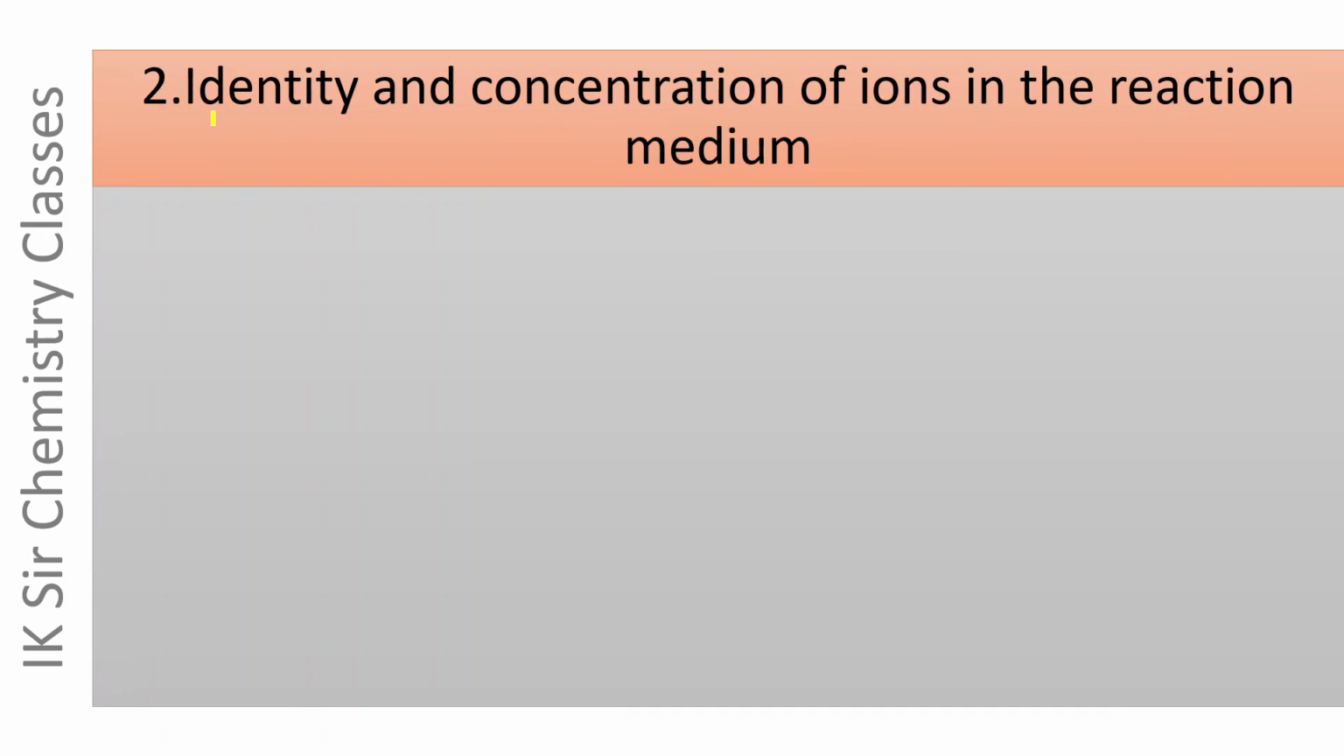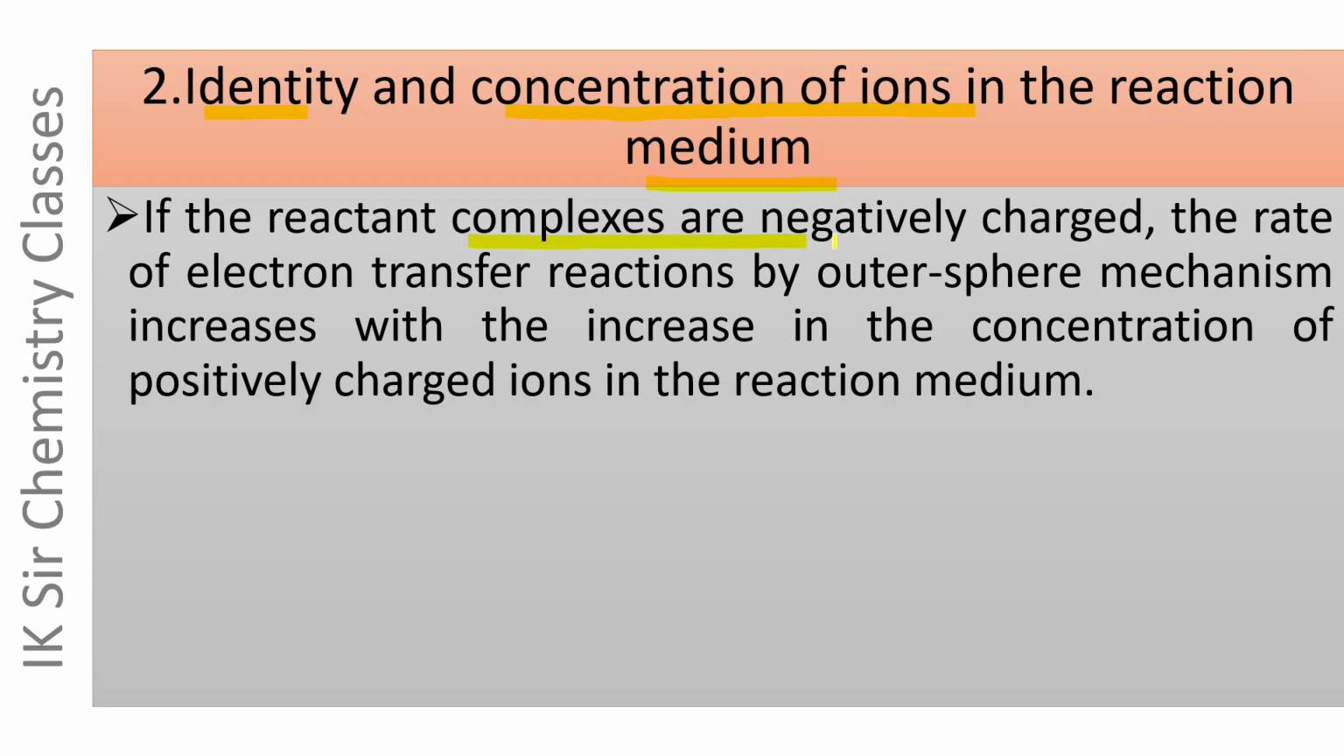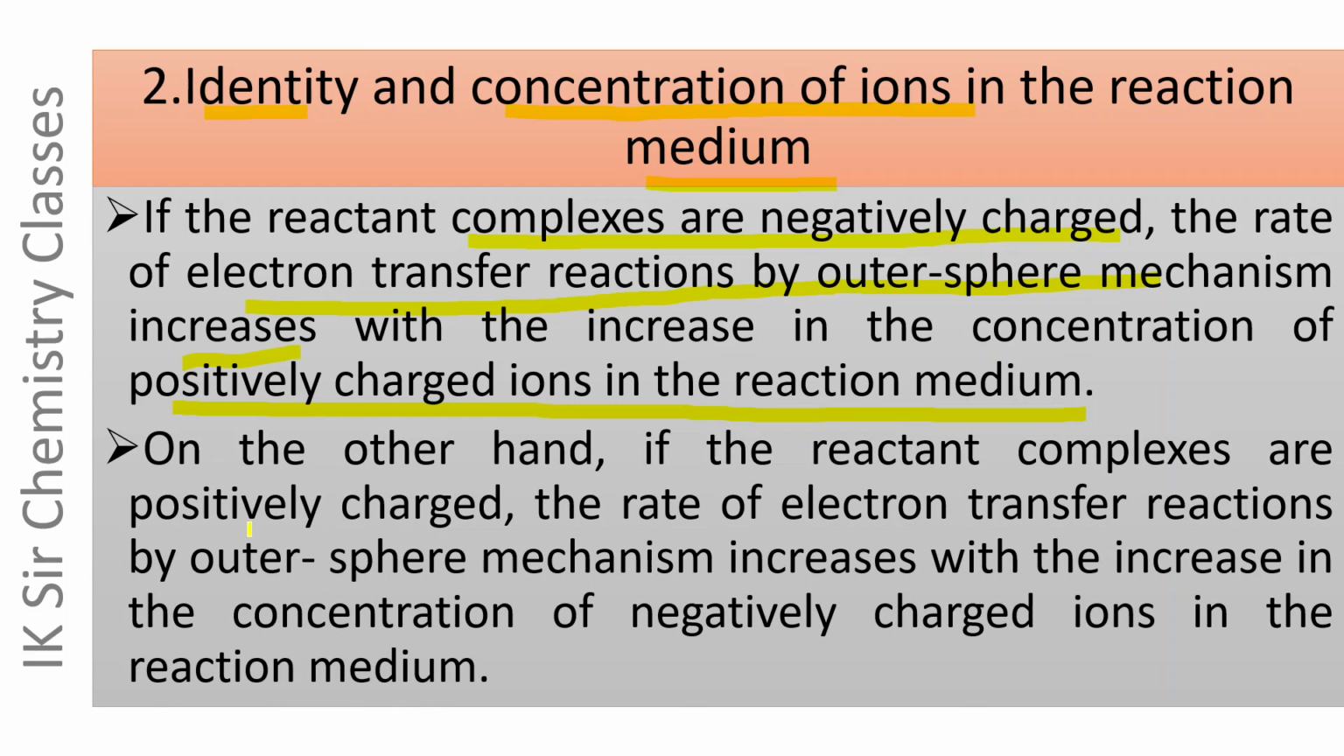The second factor, identity and concentration of ions in the reaction medium. If the reactant complexes are negatively charged, the rate of electron transfer reactions by outer sphere mechanism increases with increase in the concentration of positively charged ions in the reaction medium. And if the reactant complexes are positively charged, the rate of electron transfer reactions by outer sphere mechanism increases with increase in the concentration of negatively charged ions in the reaction medium.